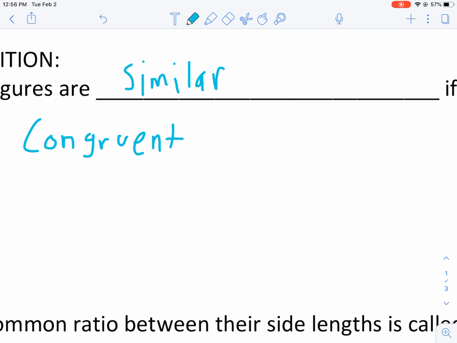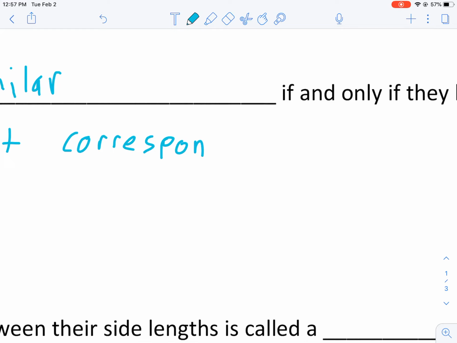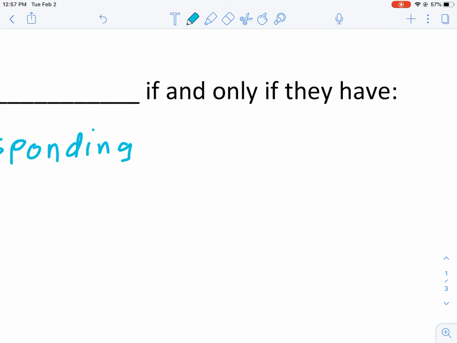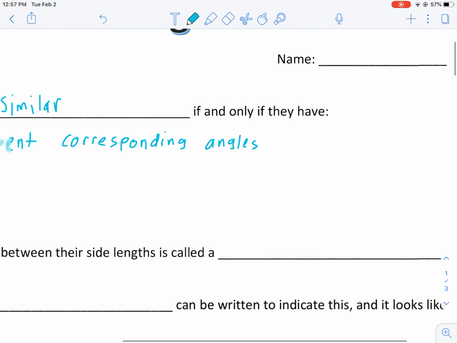All right, they have to have congruent corresponding angles. So what that means is all their angles have to be congruent, all right? And you should be able to match them up, kind of the same way we did when we had congruent shapes, how their angles were the same. Similar figures also have angles that are the same. And that's how they keep that shape the same.